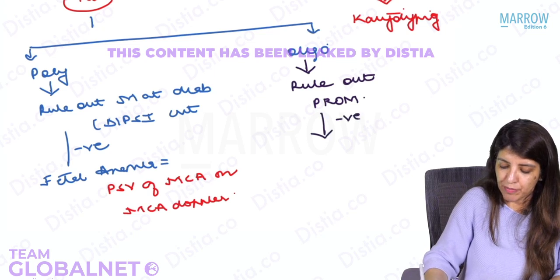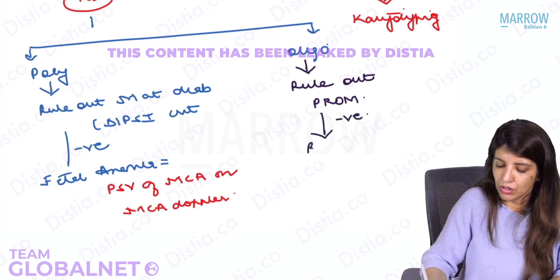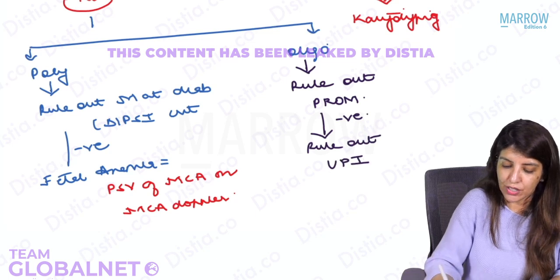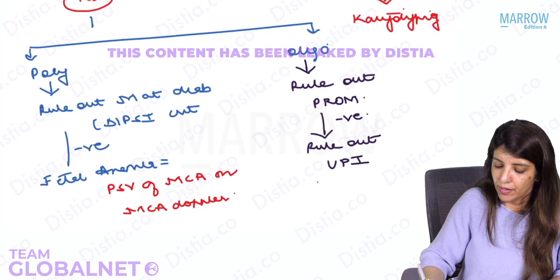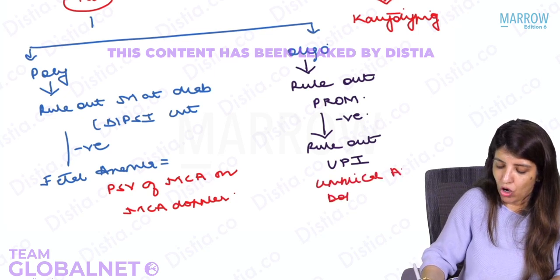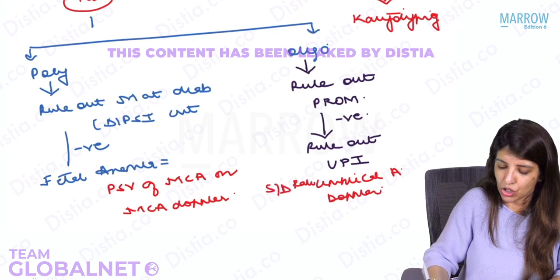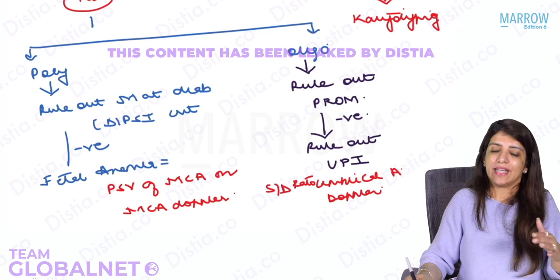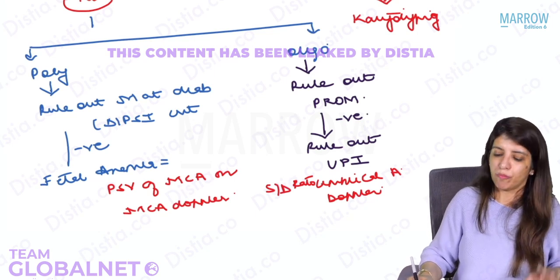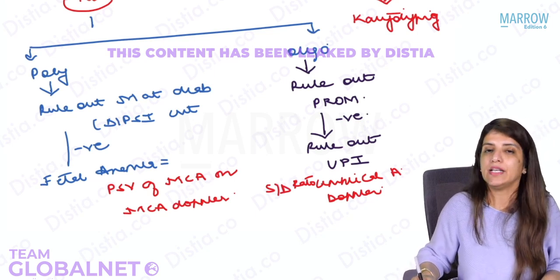Now, in case of oligohydramnios, rule out premature rupture of membranes. If this is absent, then rule out uteroplacental insufficiency, which you do by umbilical artery Doppler. On umbilical artery Doppler, you have to see the SD ratio. You are going to check the SD ratio on umbilical artery Doppler to know about uteroplacental insufficiency.